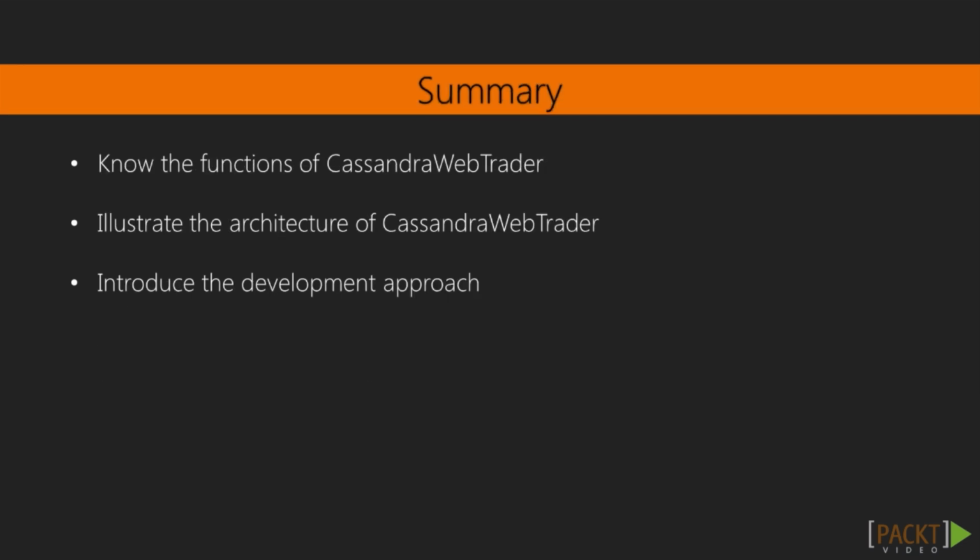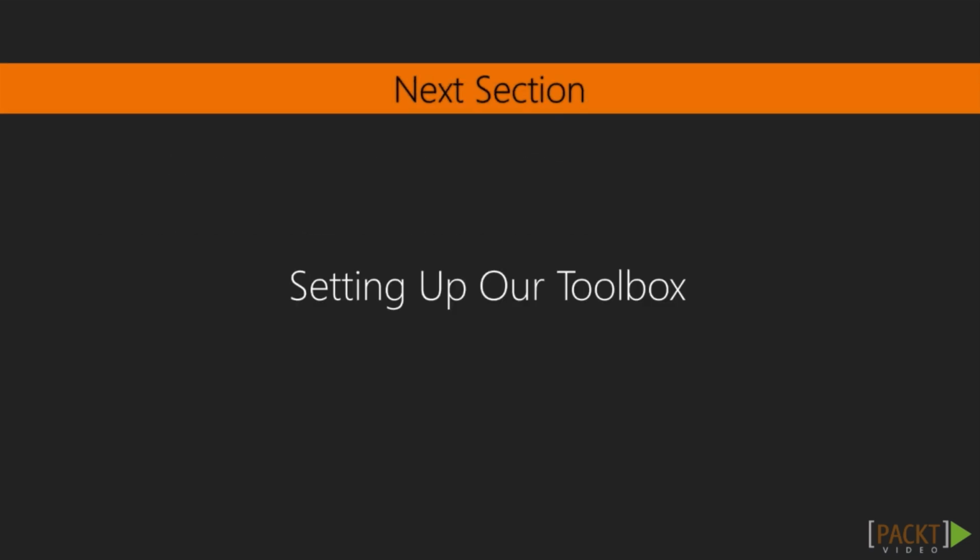In this section, we've built a solid foundation for the development of a Java web application. To recap, we started from the generic web application architecture and then some popular web technologies. We then introduced the multi-layered architecture, the Java EE family, and several Java web frameworks. Then we went into the persistence layer and explained the data access object pattern. Finally, we briefly described the functions and architecture of the sample web application Cassandra WebTrader that we're going to build, and the development approach for the course. Next, we'll go to Section 2 of the course, where you'll be setting up your toolbox.